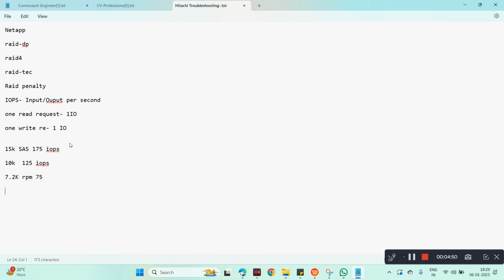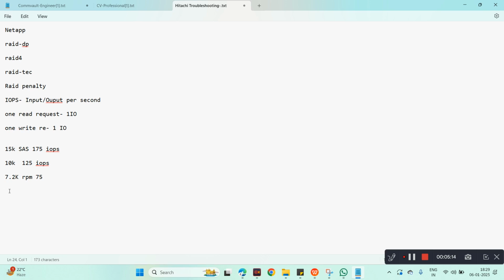Whenever you are using a single disk, it does not have any redundancy, so we have to use disks in a RAID group. We need to understand RAID penalty to understand what IOPS can be supported by a particular RAID group. Let me give you an example of RAID 4.